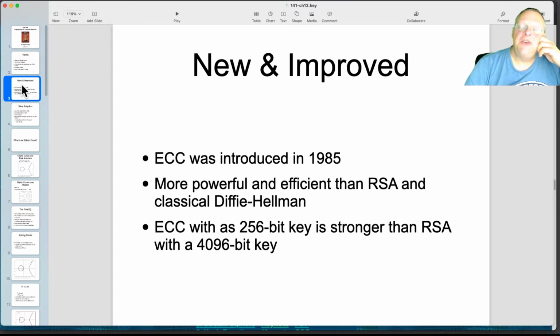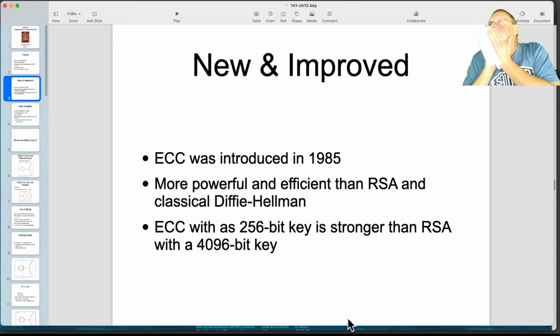So ECC is basically the new improvement over RSA. The primary advantage of it is that the numbers are much smaller, so the math is much faster. So it's much less calculation to use. Your 256-bit elliptic curve key is stronger than a 4096-bit RSA key, and since it's much smaller, it's of course much faster to do the mathematics.